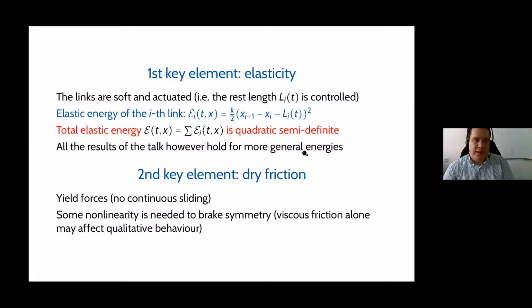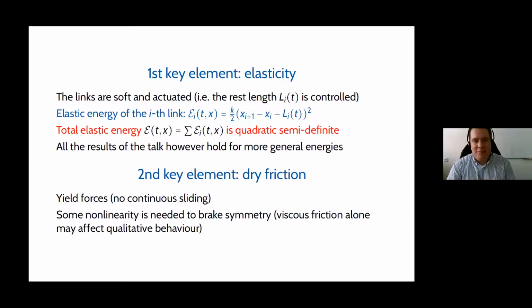So the total elastic energy of the model is the sum of all these quadratic energies, and pay attention that it is quadratic, but it's positive semi-definite because we have n masses but n minus one links. And this is what distinguishes the locomotion problem from basically everything else. We can do something more general again in the last part of the talk.